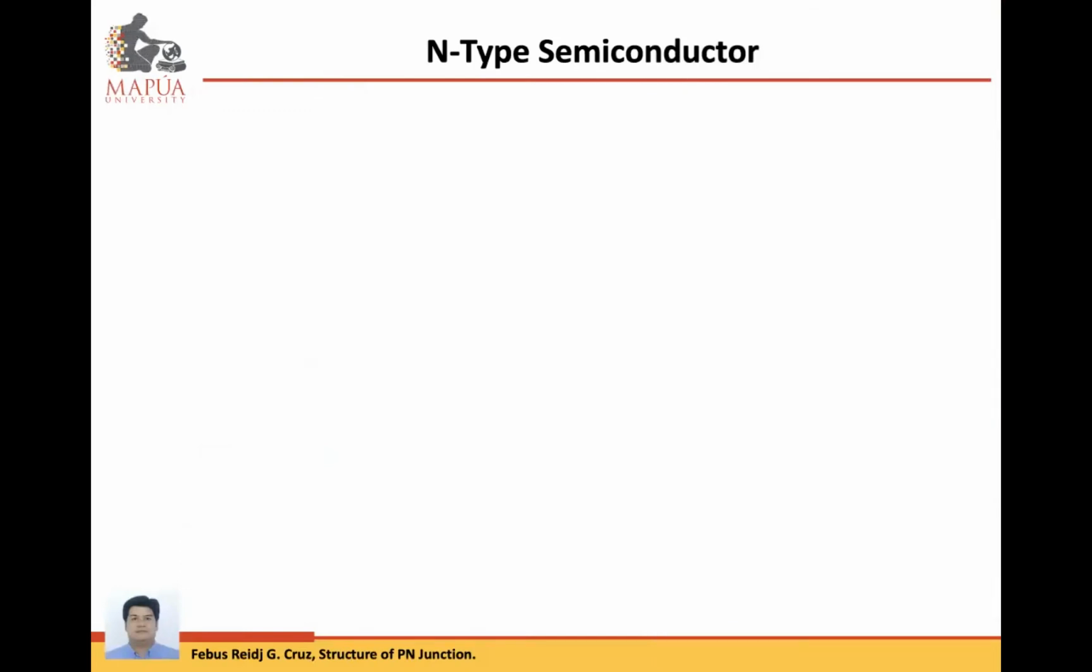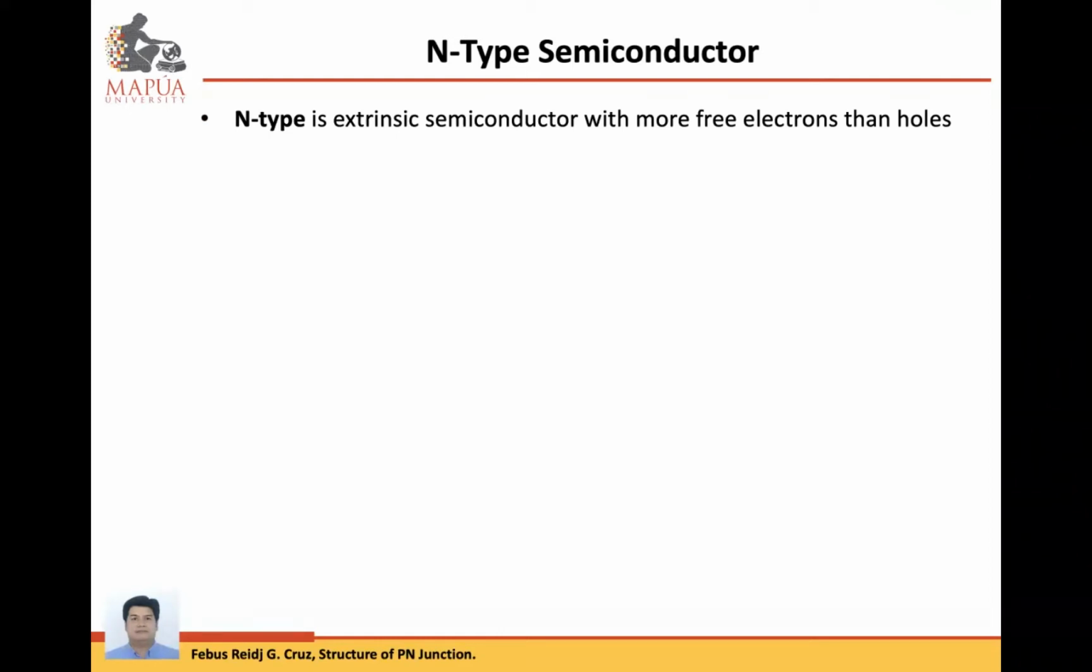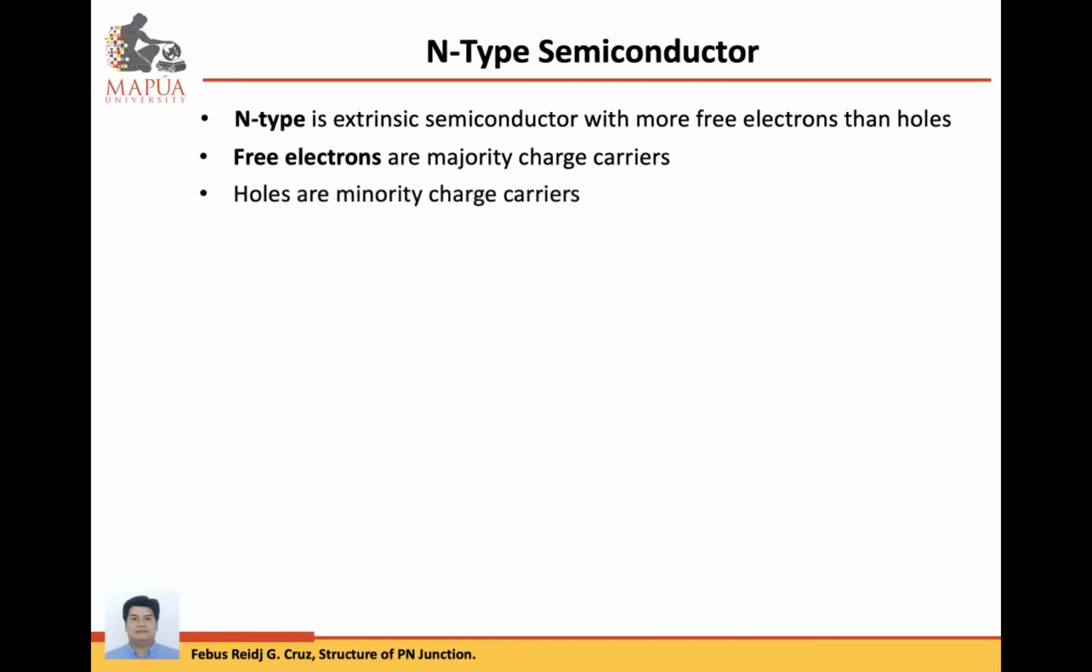The N-type semiconductor is an extrinsic semiconductor with more negative free electrons than positive holes. That is the main reason we describe this extrinsic semiconductor as negative type. Free electrons are the majority charge carriers, meaning there is a greater number of free electrons, which is why they are referred to as majority carriers, while holes are the minority charge carriers.